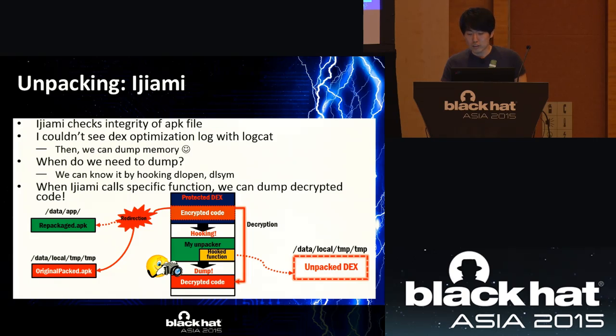Next is Ijiami. Ijiami is also a well-known Android packer developed by a company in China. Ijiami loads the additional dex directly in memory, so we can't extract the unpacked dex by simply hooking the open function. Moreover, it checks the integrity of each APK file, so we need to circumvent it. This type of integrity checking is circumvented by redirecting access to the repackaged APK file in the data app directory to the original APK file in the data local tmp directory, which I copied. By doing so, we can easily bypass Ijiami's integrity check routine.